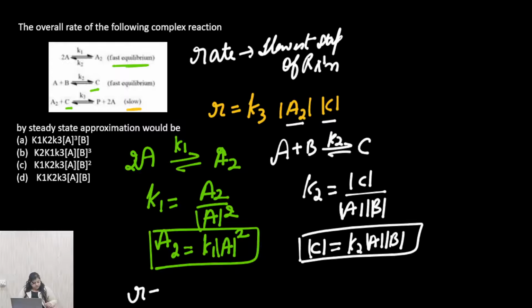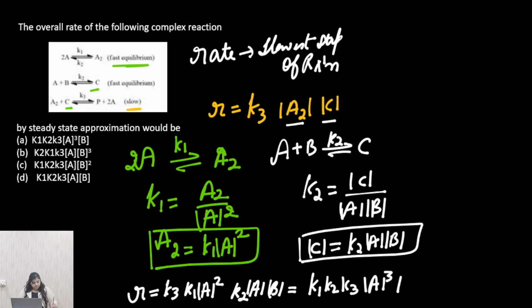So we are getting the rate as K3 times the concentration of A2, which is K1 into A squared, and the concentration of C, which is K2 into A into B. So overall it becomes K1 into K2 into K3 into A cubed into B. So this is going to be the rate expression, K1 K2 K3 A cubed B. That is, option A becomes the correct one, right?